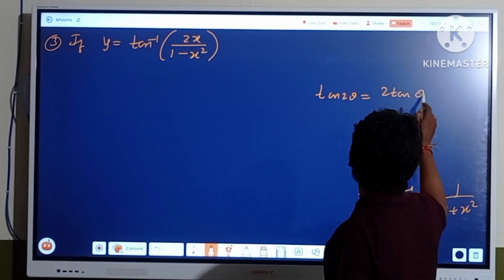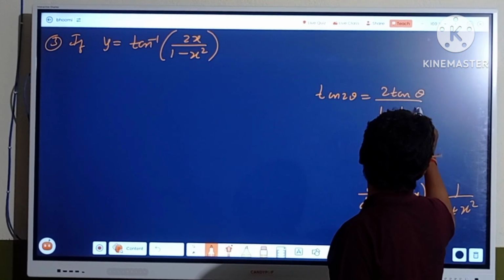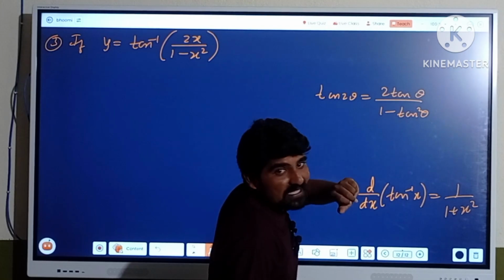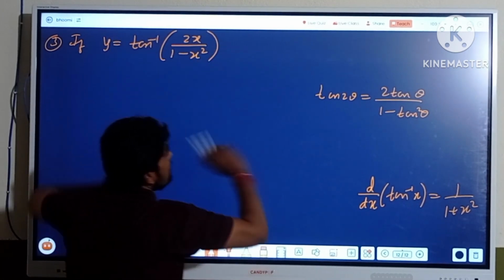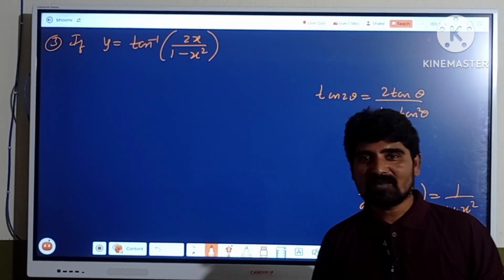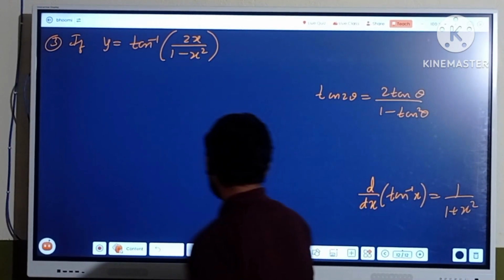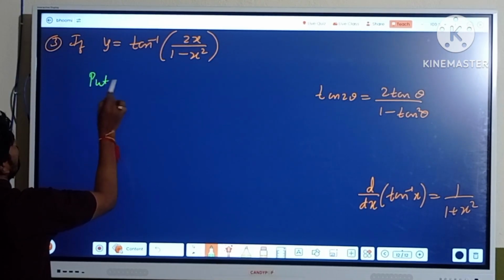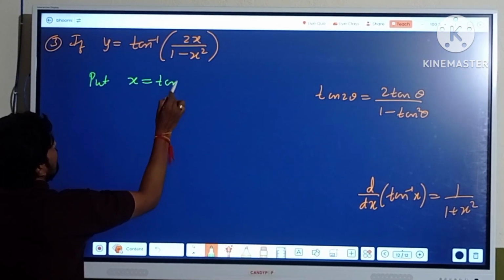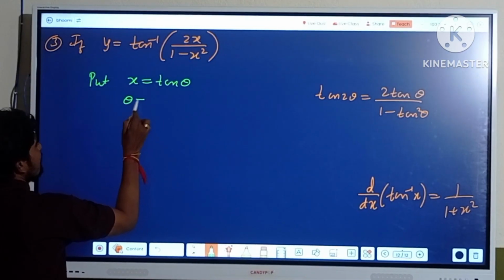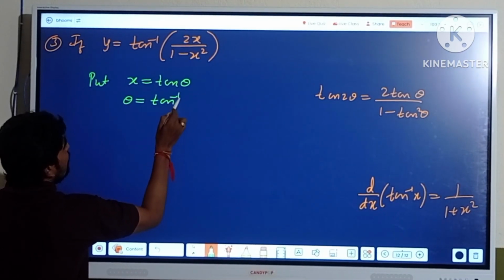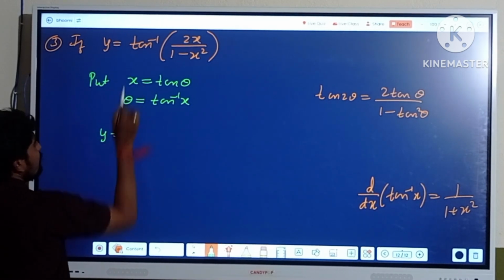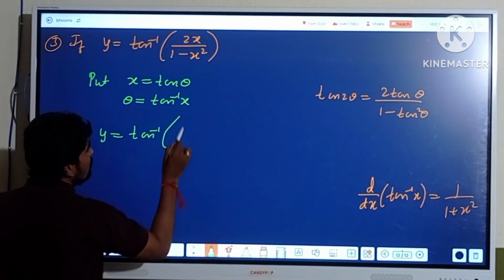2 tan theta divided by 1 minus tan square theta. So if we replace this x by tan theta, definitely this term takes the format of the tan 2 theta formula. So to write the simplest form of this given inverse trigonometric function, I am going to substitute x equals tan theta. If x equals tan theta, then theta equals tan inverse x.